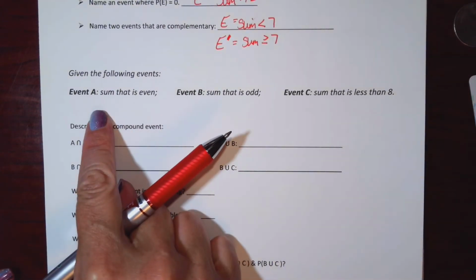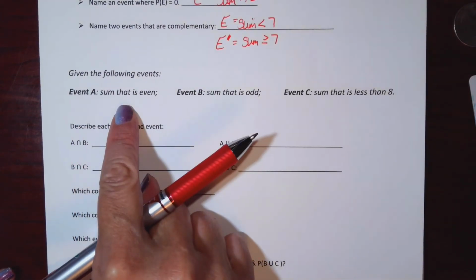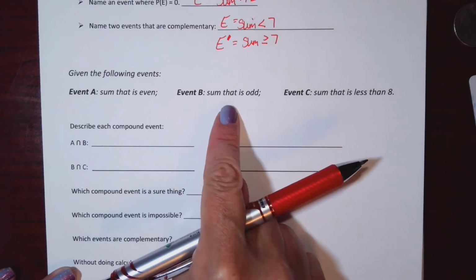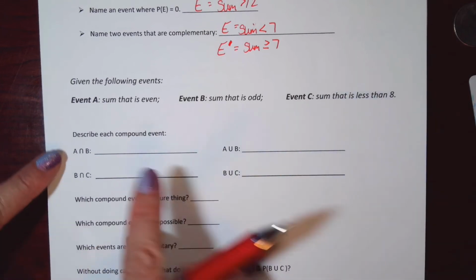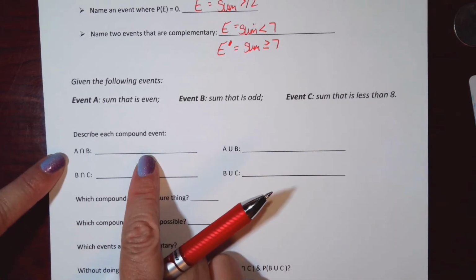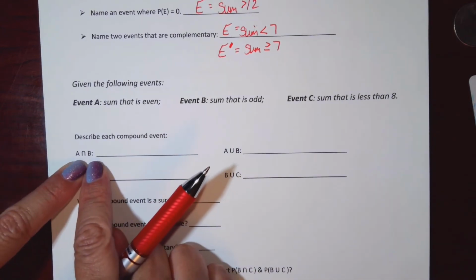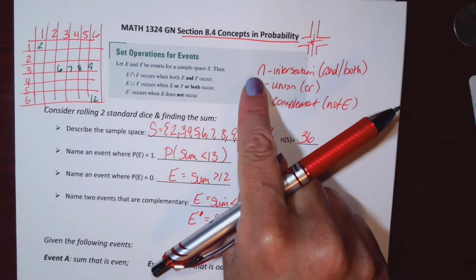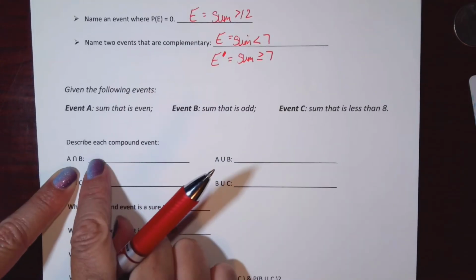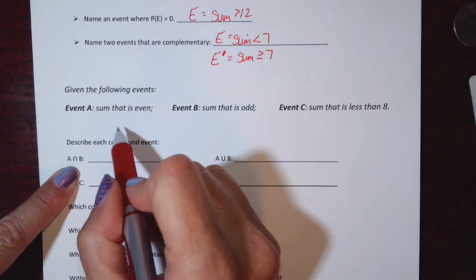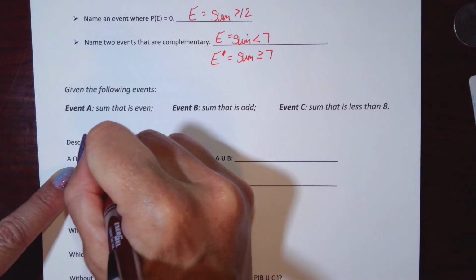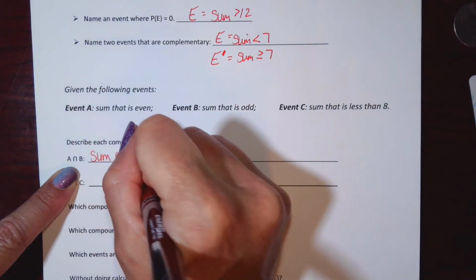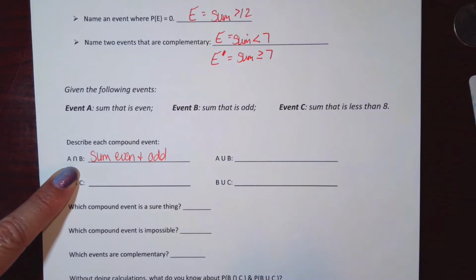All right, what about this? Given that event A says my sum is even, event B says the sum is odd, and event C says I have a sum that is less than 8. We're not giving probabilities here, we're just describing. Read that symbol. That's my intersection symbol. It means and. So this would be the event that is a sum that is even and odd.